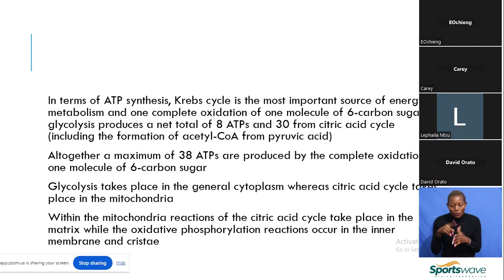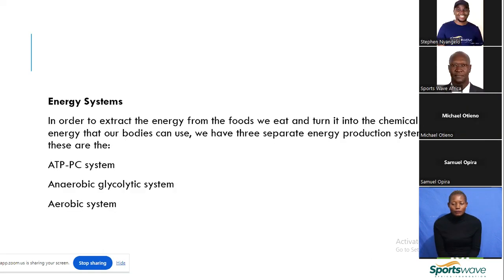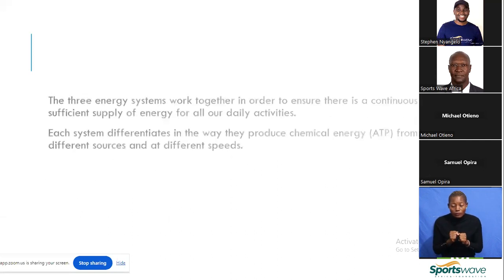What you need to note here again, glycolysis takes place in the cytoplasm of the cell, while the citric acid cycle or Krebs cycle takes place in the mitochondria. Mitochondria is the organelle where now this tissue respiration takes place. Now, within that, you will find the oxidative system, the ATP-PC system, the anaerobic glycolytic system, the aerobic system. The systems just work together.